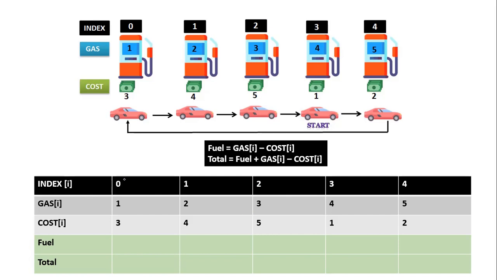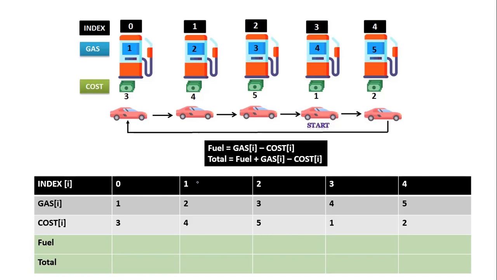We start from index 0 and then we keep moving on to the next index until we find the index wherein the difference between gas and cost is positive. However, before proceeding to the next iteration, we keep account of the fuel available at a particular index, and then we also keep the count of total fuel available in our tank so that we can complete the route. Now let's try and understand this with this table.